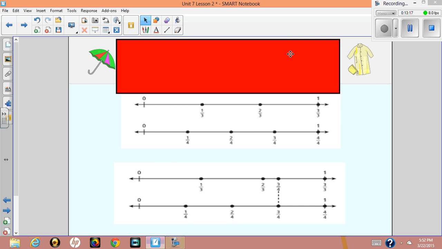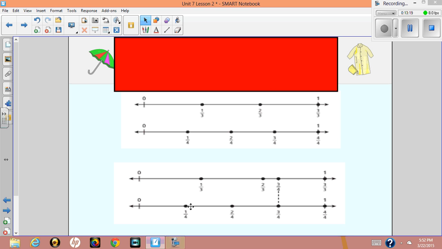Here is an example of identifying how 1/4 is represented on a number line, comparing the different 3/4 versus 2/3.